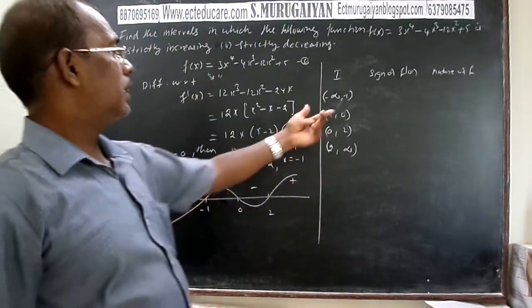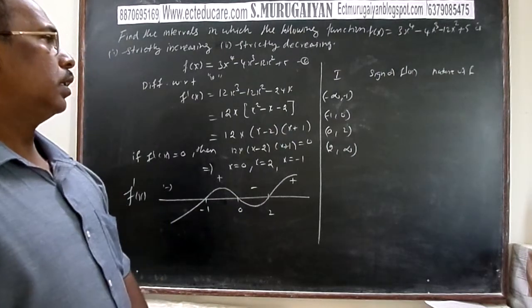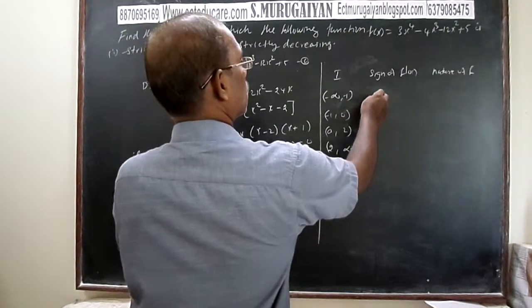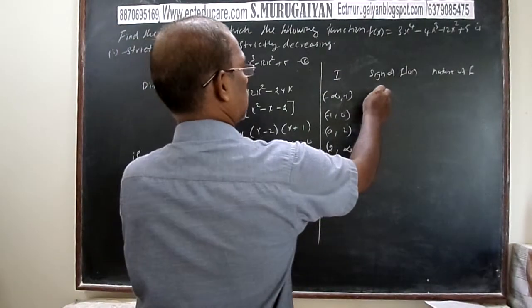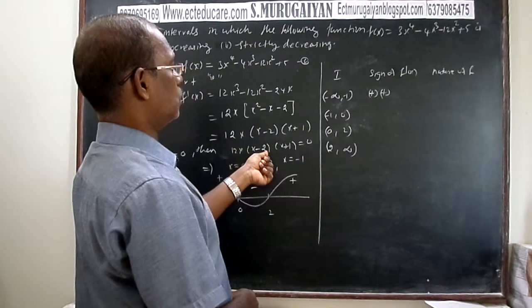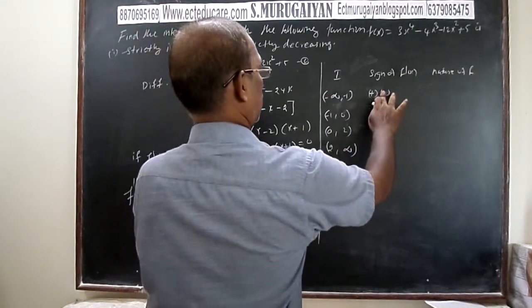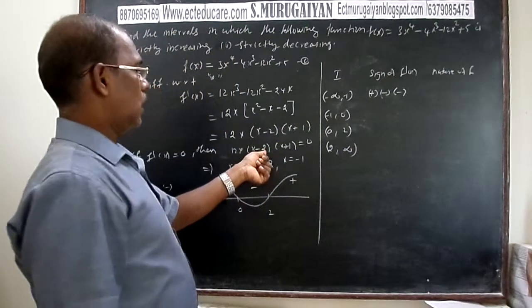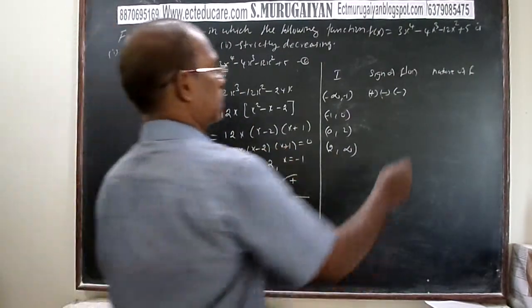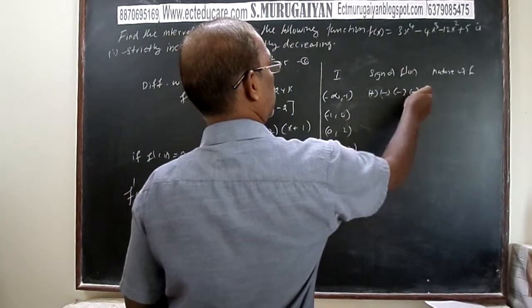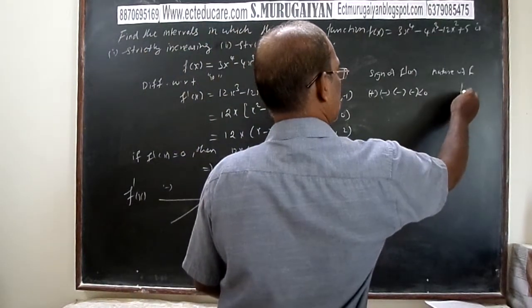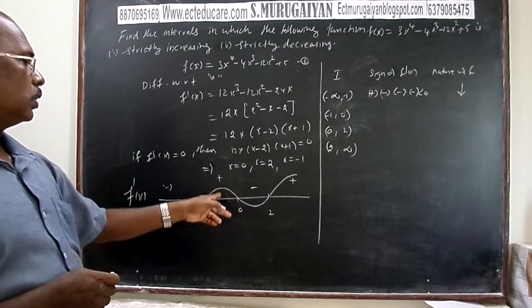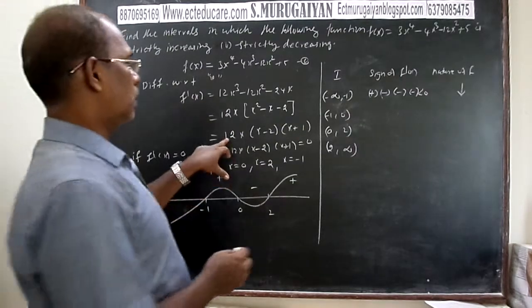If we take any value within the interval less than -1, say -2: the factor 12 is positive, the factor x is -2, negative, x - 2 is -4, negative, and -2 + 1 is -1, negative. So the three negatives, overall less than 0. So what is the nature of the function? Decreasing.